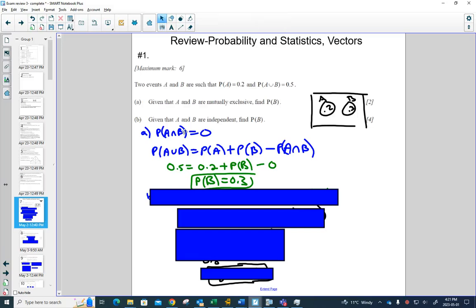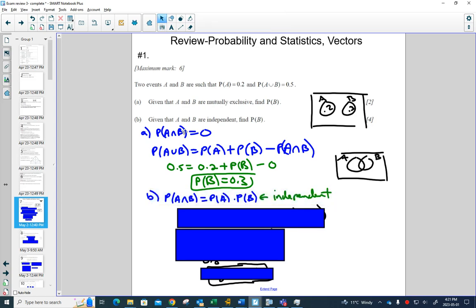Now, given that they're independent, it would look more like this, and for independent events, the probability of A and B is equal to the probability of A times the probability of B. And what do we know? We know that 0.5 is A or B. A or B will be A plus B minus A and B.